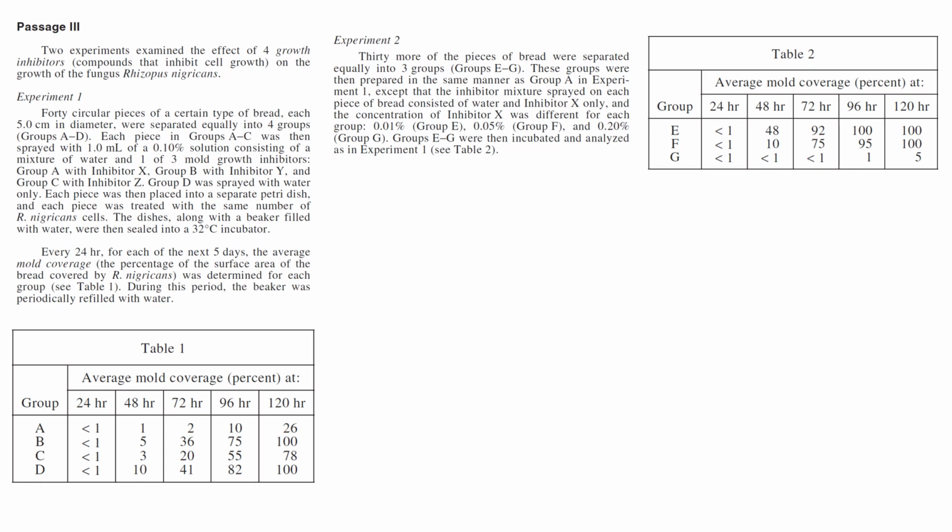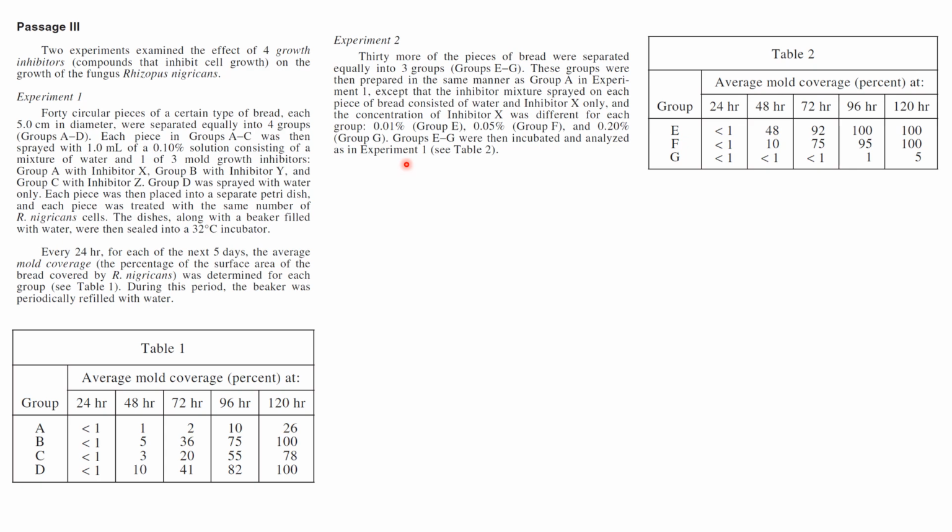So we have in experiment 1, 40 pieces of bread, 5 centimeters in diameter, groups A to C. We have group D also, though, was sprayed with 1 milliliter of a 0.1% solution of water and mold growth inhibitors. Okay, so they're inhibiting mold and they're seeing, I guess, which one is more effective. Group D was sprayed with water. There we go. And each 24 hours, they measured the mold coverage.